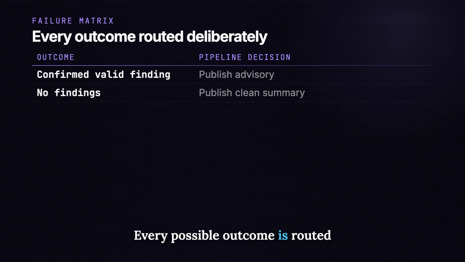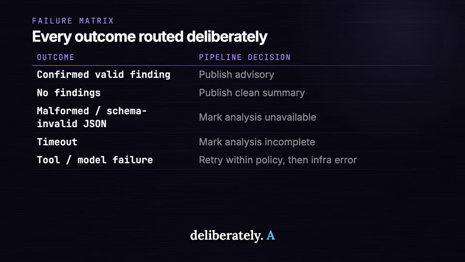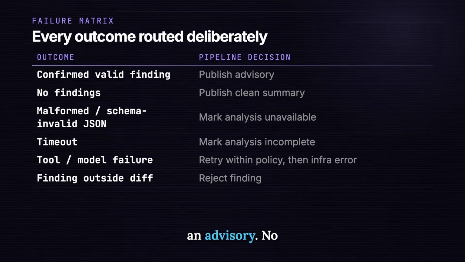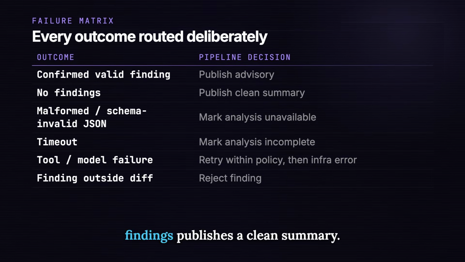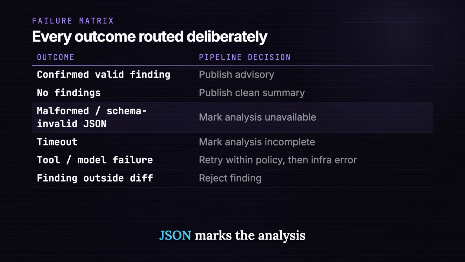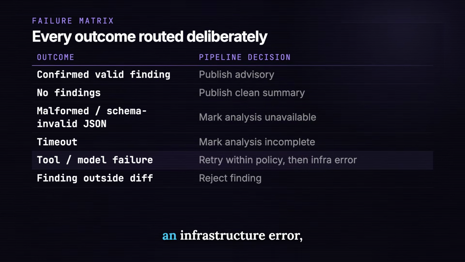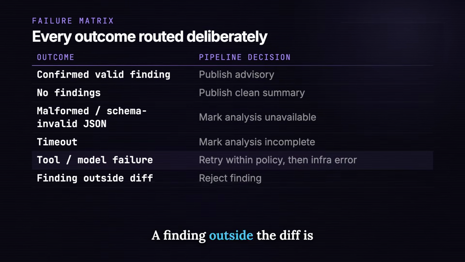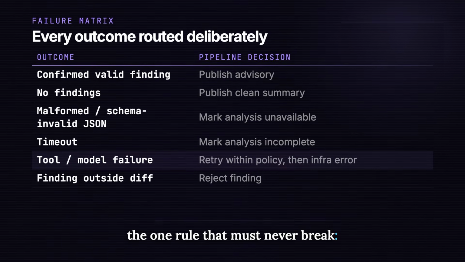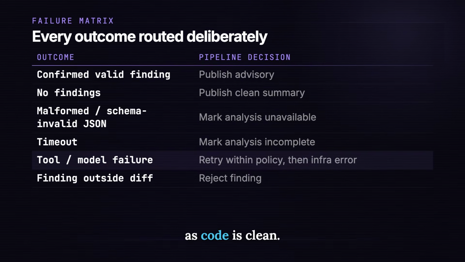Every possible outcome is routed deliberately. A confirmed valid finding publishes an advisory. No findings publishes a clean summary. Malformed or schema-invalid JSON marks the analysis unavailable, never clean. A timeout marks it incomplete. A tool or model failure surfaces an infrastructure error, retried within policy. A finding outside the diff is rejected. And the one rule that must never break: do not label infrastructure failure as clean.